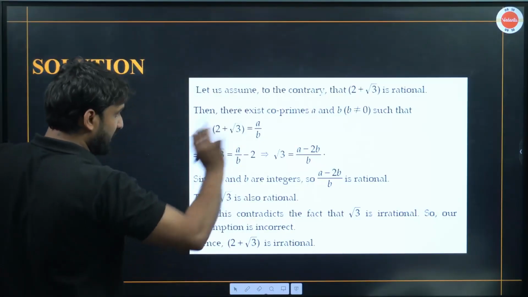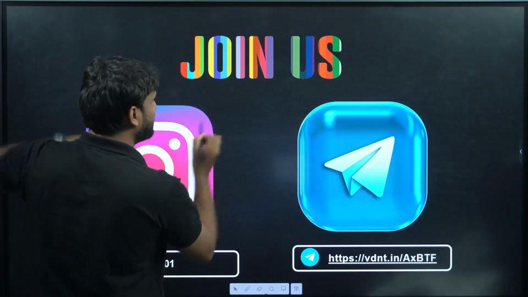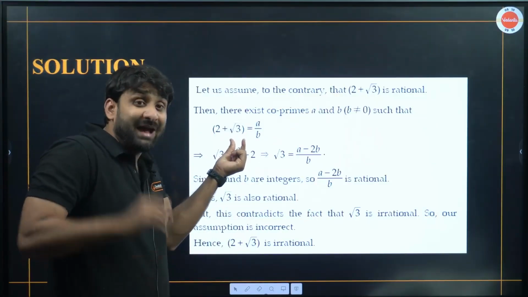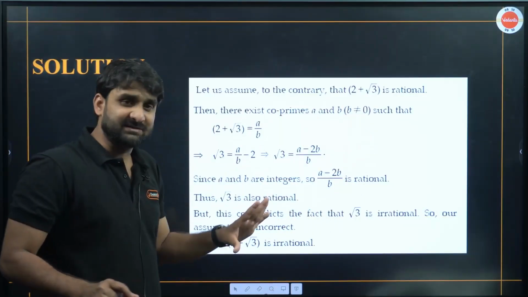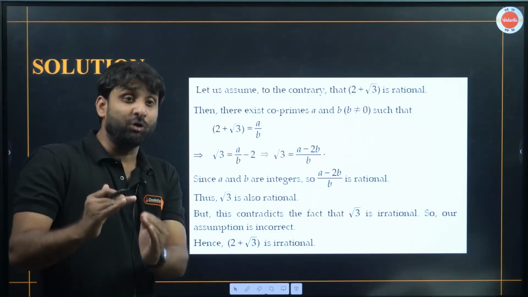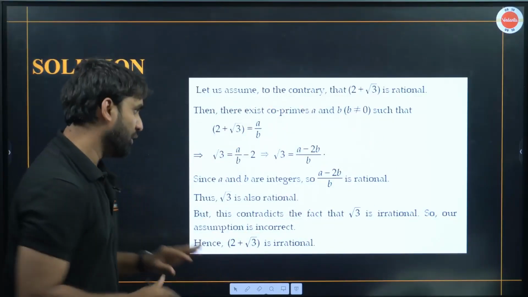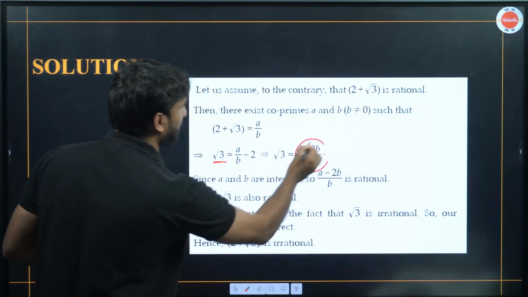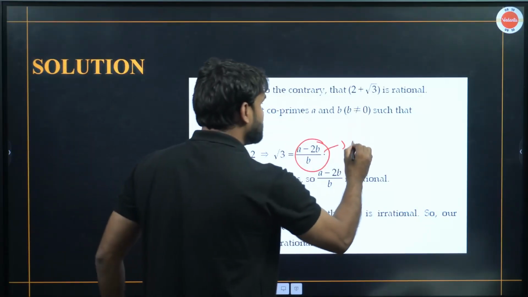Whenever some number is in the form of a root and another number is across it, always make sure to keep the root function on one side and all the other remaining things on the other side. So root 3 is on the right side, and by doing the calculation, this is equal to a minus 2b by b.